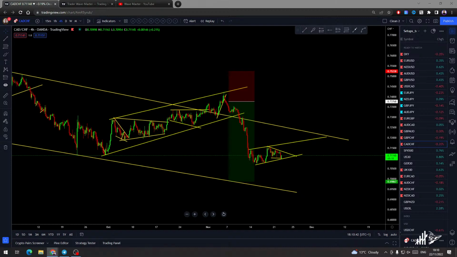Okay, so what I'm showing over there is the wave analysis. This is a totally different way of trading. Okay, and you won't find it anywhere.